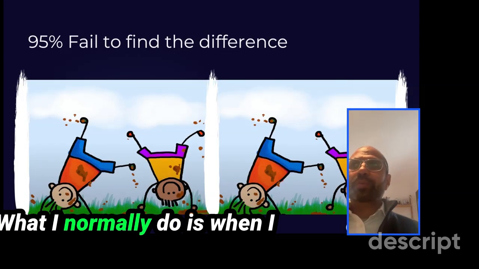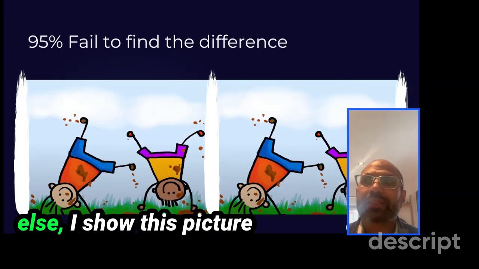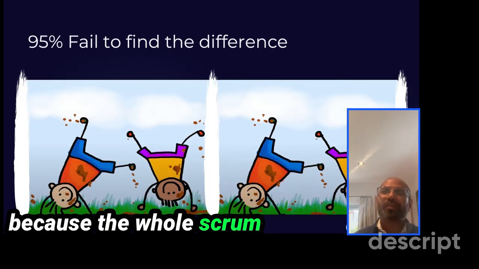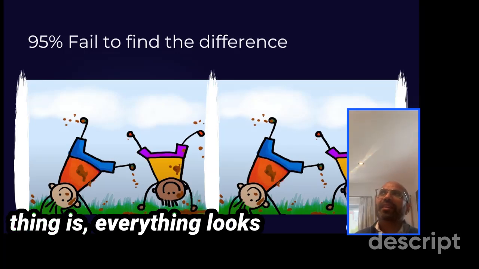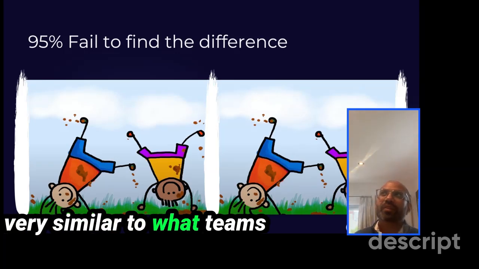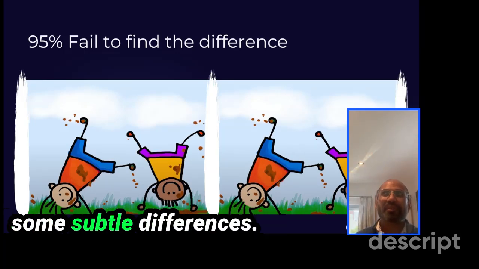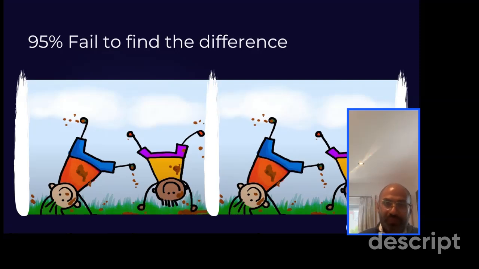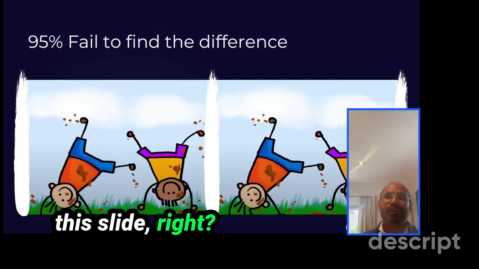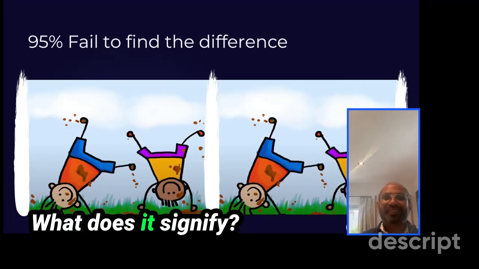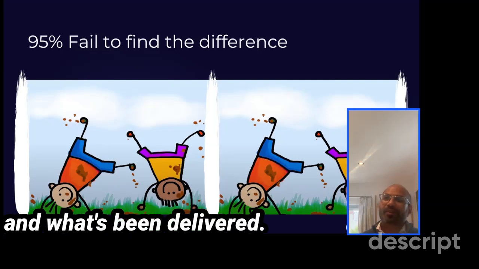Yeah. Okay. What I normally do is when I introduce Scrum or anything else, I show this picture because the whole Scrum thing is everything looks very similar to what teams already know, but there's only some subtle differences. So I normally use this slide, right? What's been asked and what's been delivered?